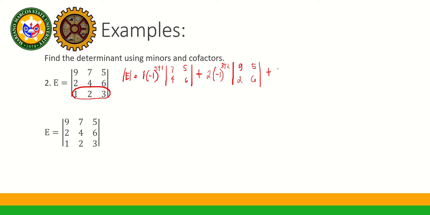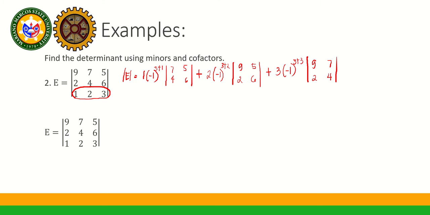And of course, 3 times negative 1 raised to, this is in row 3 and column 3, so that will be 3 plus 3 times the minor of this element, that is 9, 7, 2, 4. Ayan. Okay.